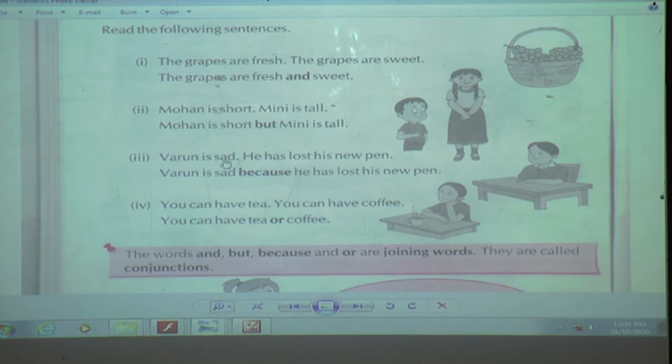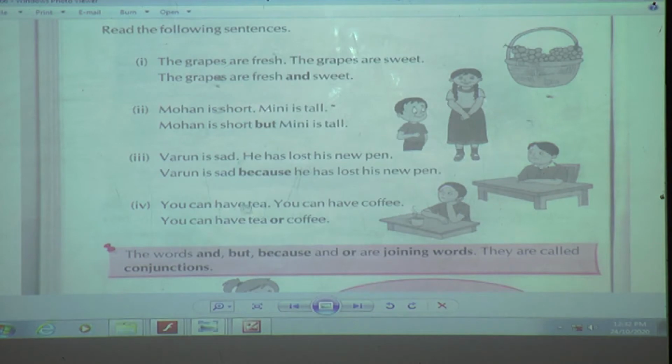Now third sentence we will read, Varun is sad. Now why he is sad? Full stop, he has lost his new pen. Now Varun is sad, there is some reason why he is sad. Okay, so they have used the word because. Varun is sad because he has lost his new pen. Now here also we can see there are two sentences. They have joined these two sentences with the word because, and they have made it one sentence.